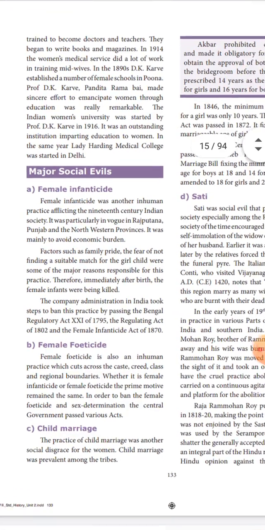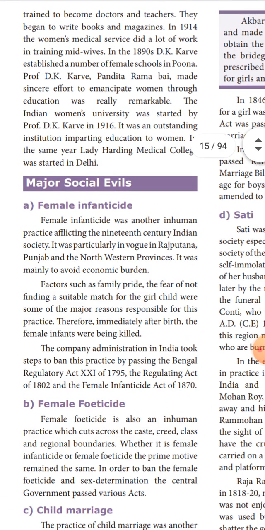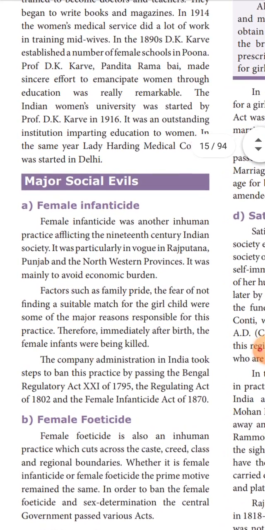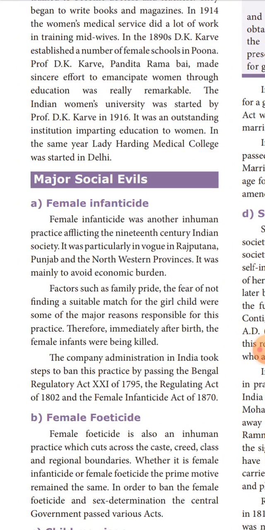The first one is female infanticide. What does it mean by female infanticide? It means killing the newborn baby immediately. That is female infanticide. Female infanticide was another inhuman practice affecting the 19th century in India. It was particularly in vogue in Rajputana, Punjab, and the northwestern provinces. It was mainly to avoid economic burden.